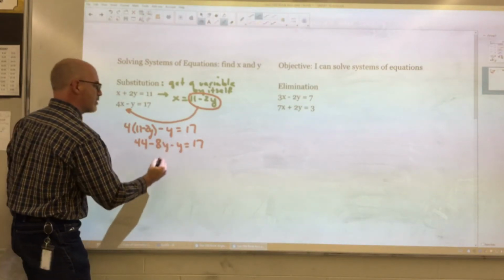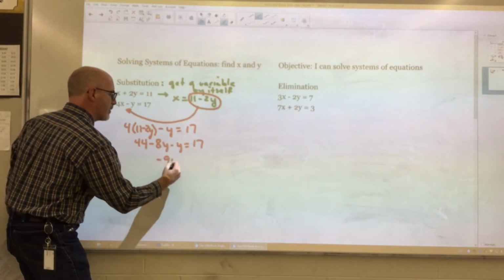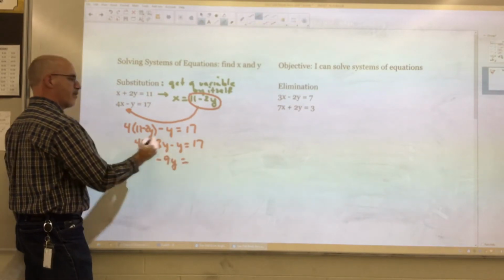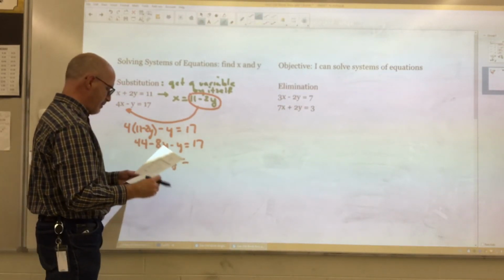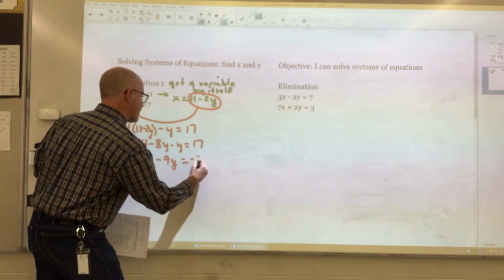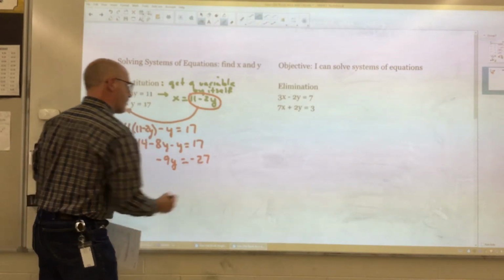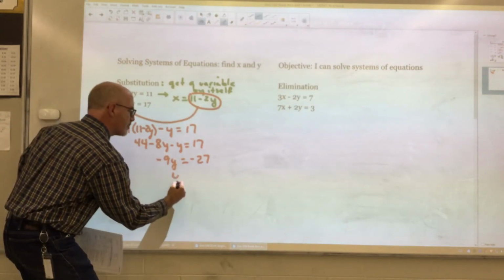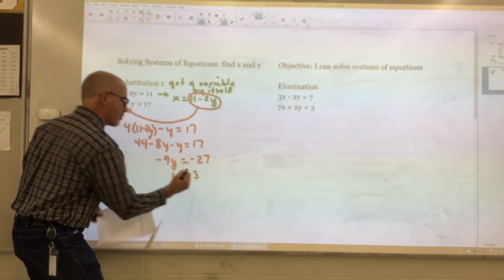Negative 8y minus y is negative 9y. I'm going to subtract 44 from both sides. 17 minus 44 gives me a negative 27. Divide by negative 9 on both sides, and you get y equal to 3.